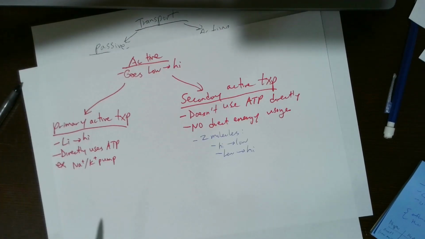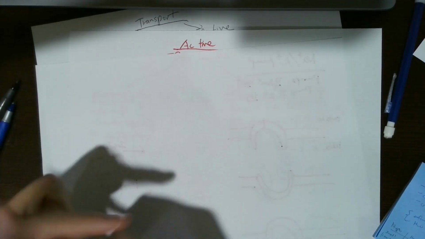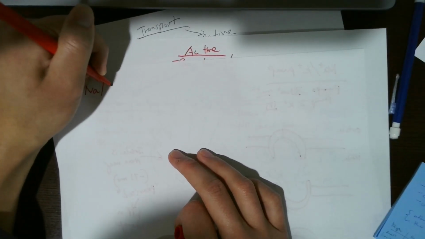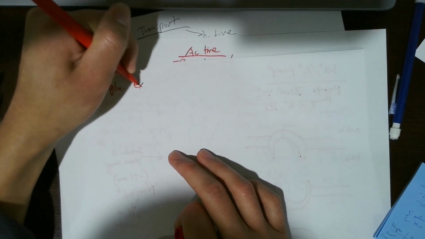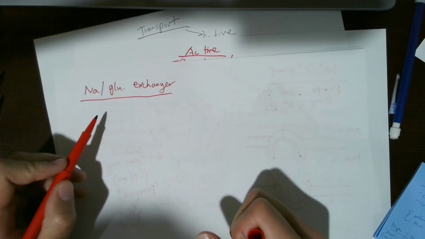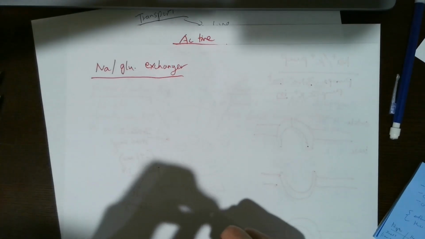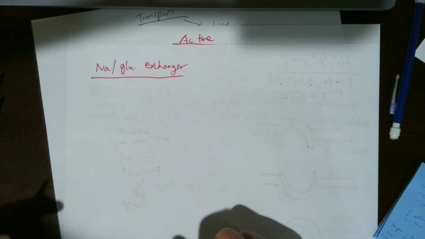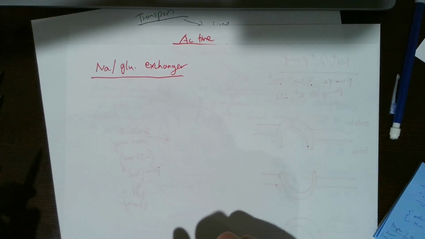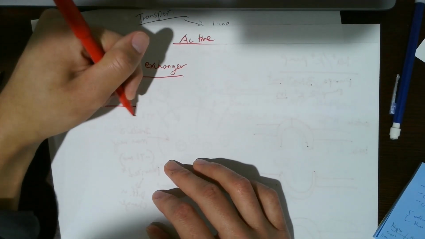And don't worry, don't freak out if this doesn't totally make sense at first. Alright, this is going to be the sodium and glucose exchanger. This is actually how our sugar is absorbed in the body through the small intestine. Alright? And I'm just going to draw it. So we have a membrane here.